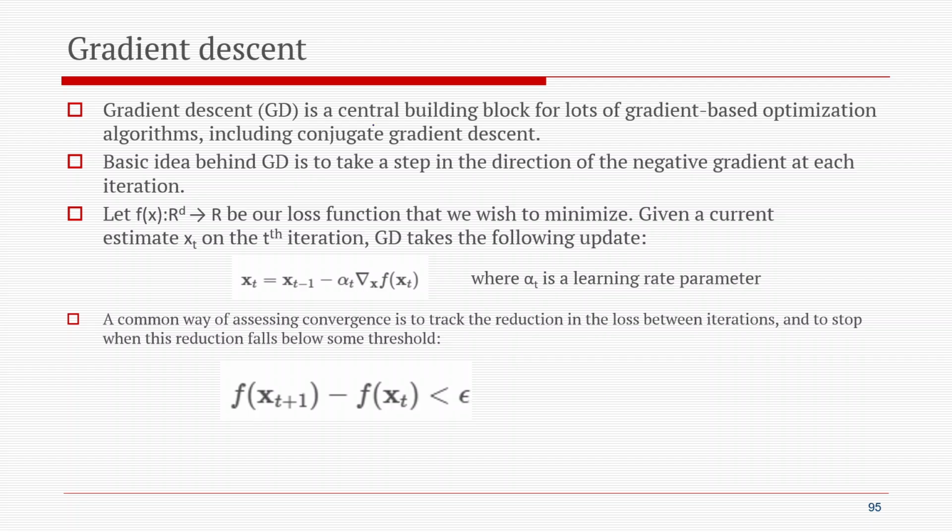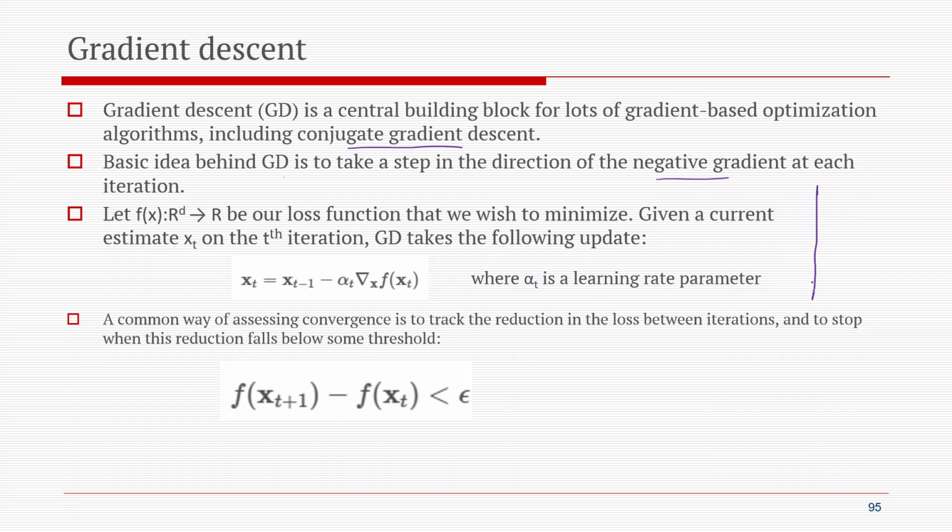Gradient descent is the central building block of lots of gradient-based optimization algorithms, including conjugate gradient descent, because gradient descent becomes a basic block for the conjugate gradient also, but the conjugate gradient overcomes the disadvantages of the gradient. The basic idea behind gradient descent is to take a step in the direction negative of the gradient at each iteration.